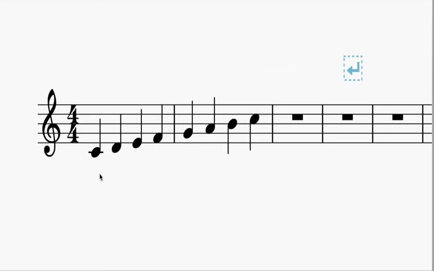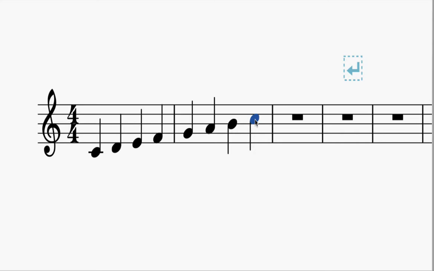Now, if you remember the solfege, those were words that we used to help us sing the notes. The words were do, re, mi, fa, sol, la, ti, do. Now, we don't always use solfege for that.